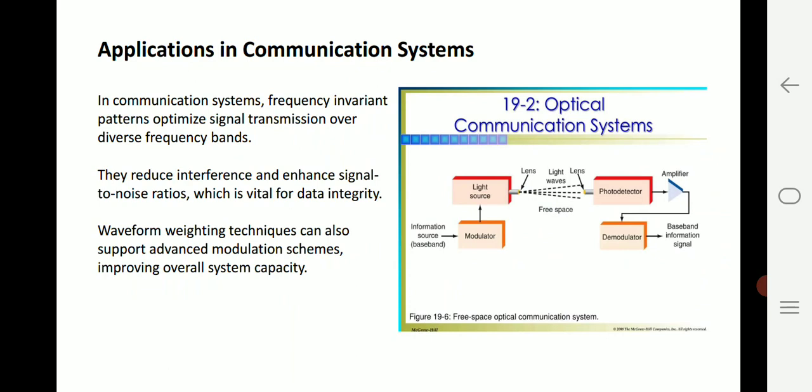Application in communication systems. In communication systems, frequency invariant patterns optimize signal transmission over diverse frequency bands. They reduce interference and enhance the signal to noise ratio, SNR, which is vital for data integrity. Waveform weighting techniques can also support advanced modulation schemes, improving overall system capacity.